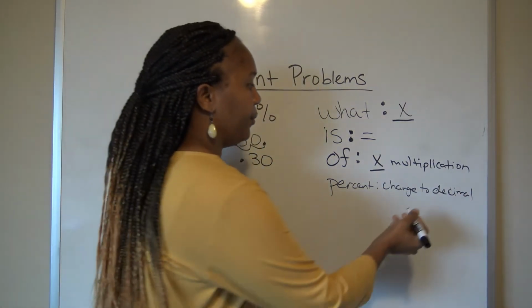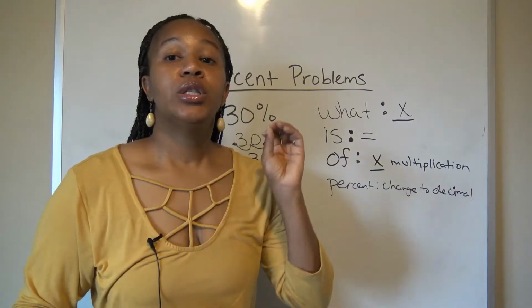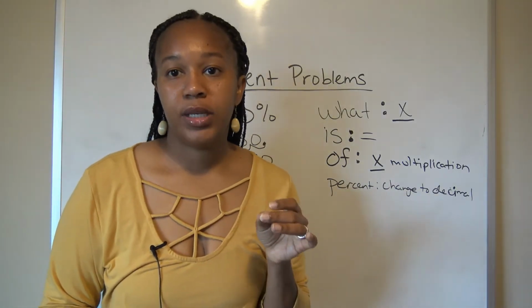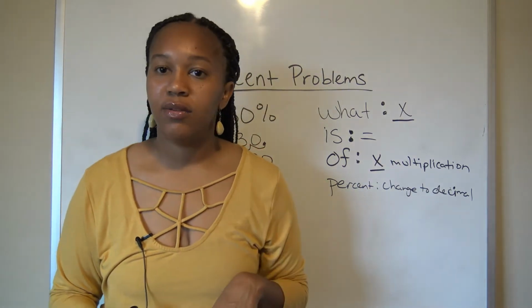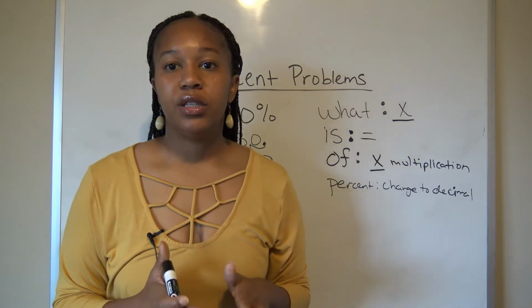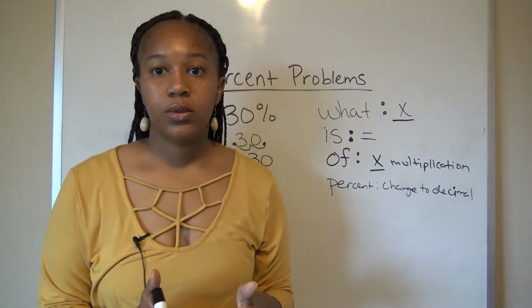Alrighty, so these are a few things you need to know when dealing with percent problems. Whenever you see the word what, it represents the variable X. Whenever you see the word is, it represents equal. Whenever you see of, it represents multiplication. And whenever you see a number as a percentage, you want to convert it to a decimal, okay? So let's work some examples.